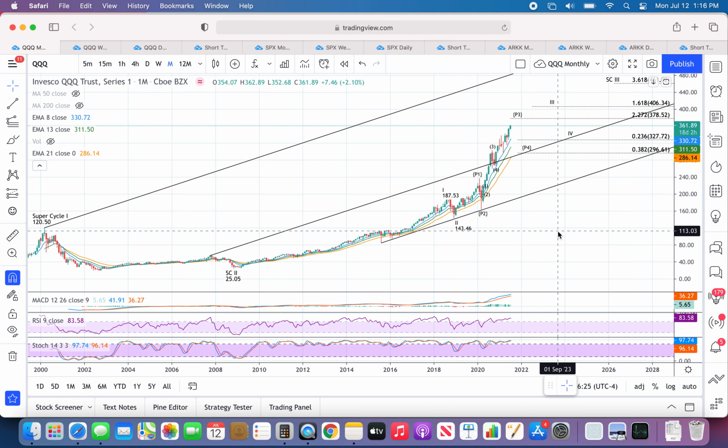So I want to get to the big picture and talk a little bit about how I view the connection between price waves under Elliott wave theory and some of the technical indicators, because I think we're coming up into a period of some heightened volatility. And so let's just jump right in here to the QQQ monthly chart.